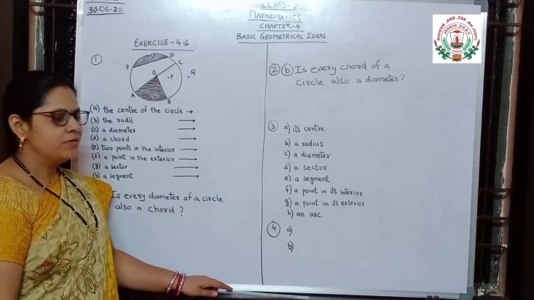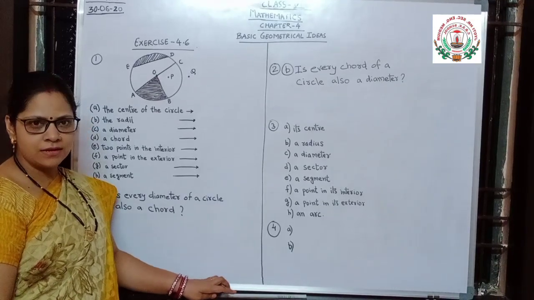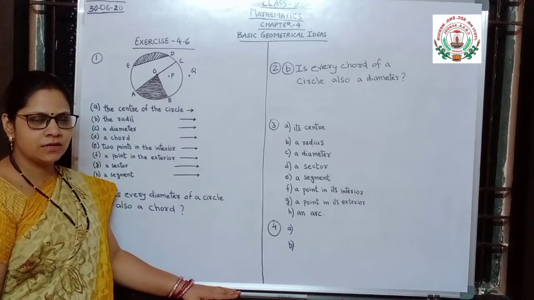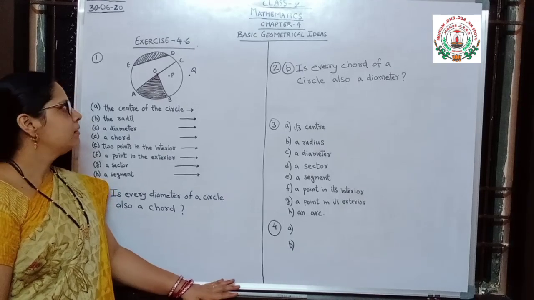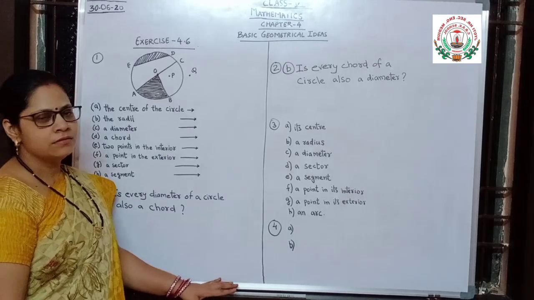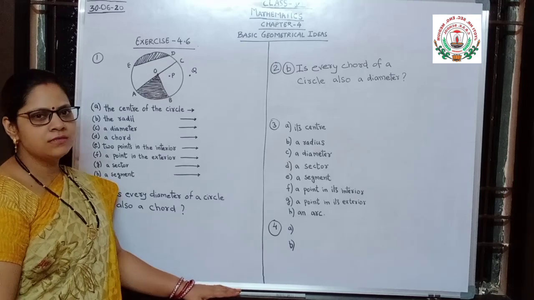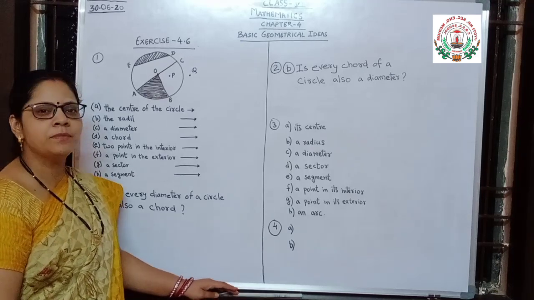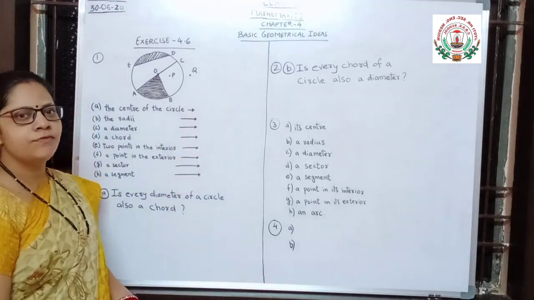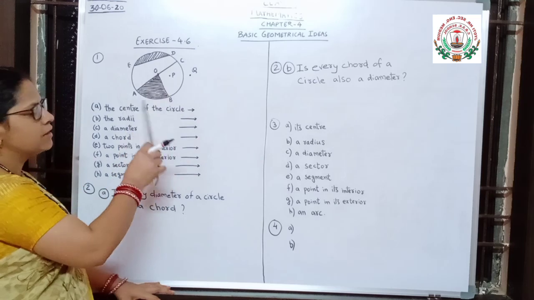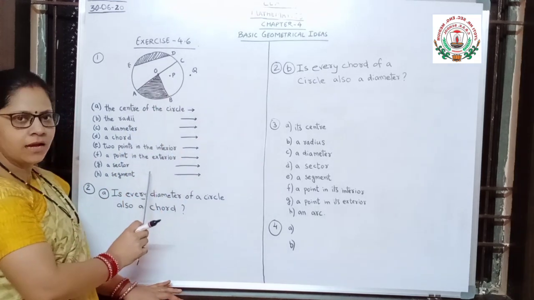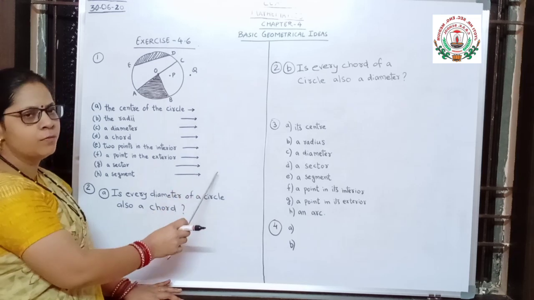Good morning children. We have completed the topic circle, the definition of the circle and the various parts of the circle like center, radius, diameter, chord, segment, then sector. All these parts we have already completed. Now we are coming to this exercise 4.6. In this first question, this circle is given and the various parts are given. Here the various parts are asked and you have to write down the name of that.